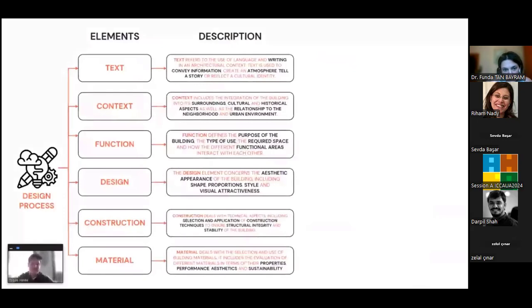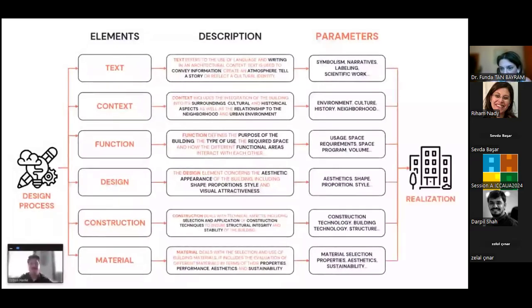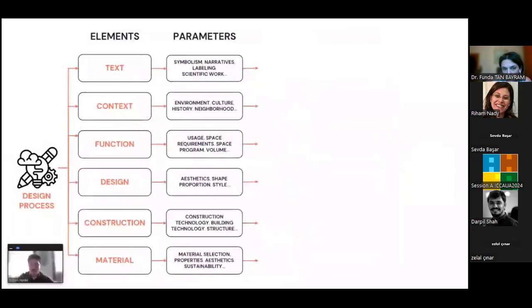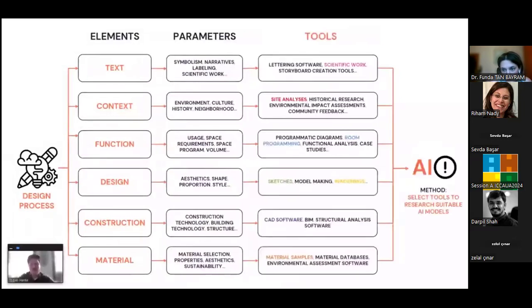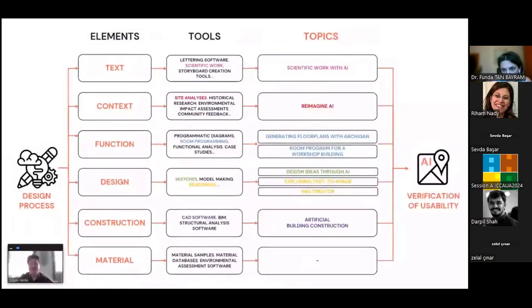This rule forms elements, and with the description come different keywords to our mind. These keywords are used to form parameters, and all parameters combined lead to the result of the design process and the realization of a project. With the assignment of tools to these form parameters, the question is where AI is located as a design tool in the whole process. And with the pick of tools, the students created topics to analyze the verification and usability of AI in the design process.